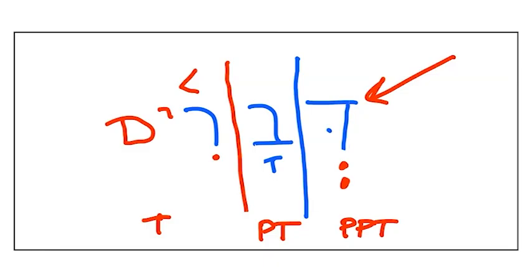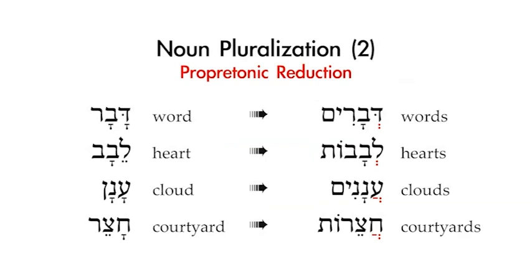That's an example of propretonic reduction. So we get propretonic reduction when a two-syllable noun becomes a three-syllable noun with the addition of plural endings. Let's go back then to our slide. You can see that in each of the examples, we have propretonic reduction highlighted in red. Here we have davarim, levavoth, ananim, and chatzeroth.